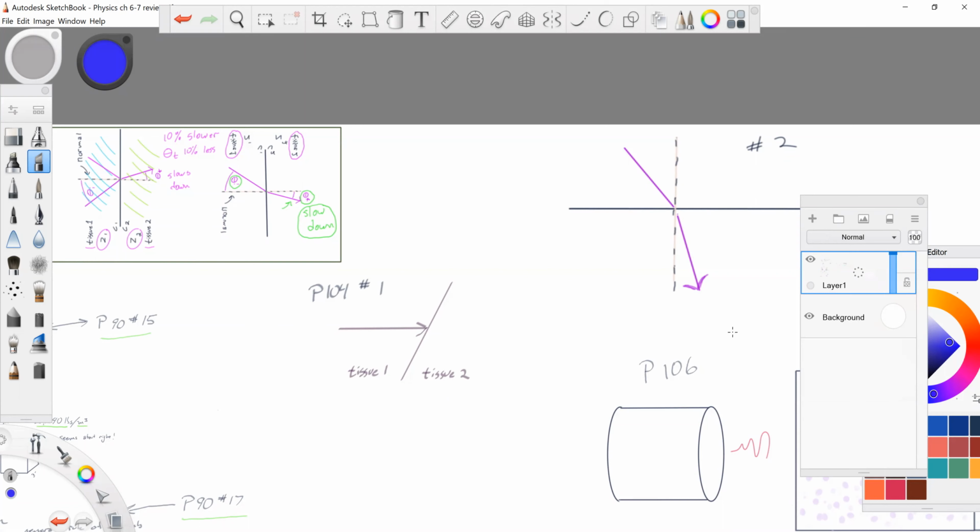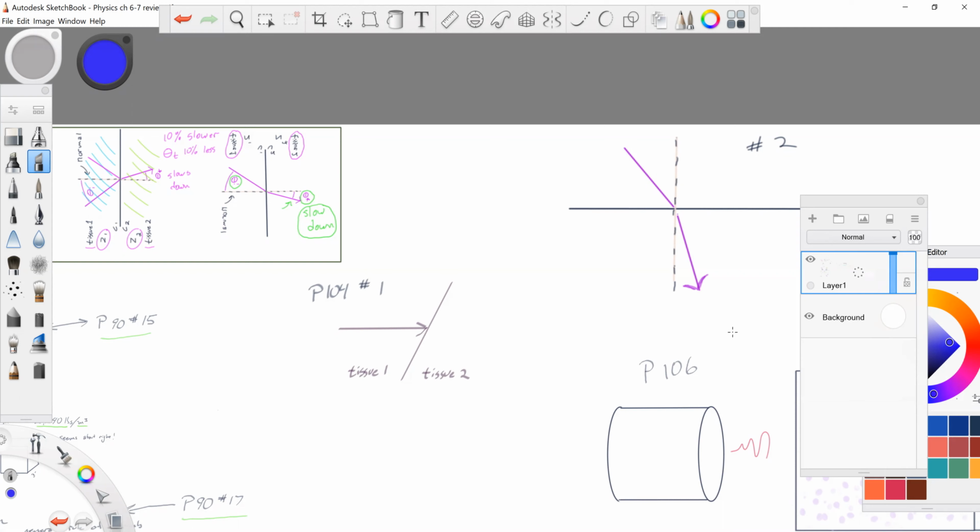Let's see, a pulse of ultrasound propagates in soft tissue such as liver. The pulse strikes a soft tissue interface with an oblique incidence. Anything other than 90 is oblique. Some of the sound energy is transmitted. To what extent is the transmitted beam refracted?